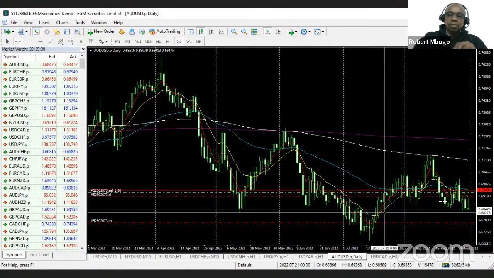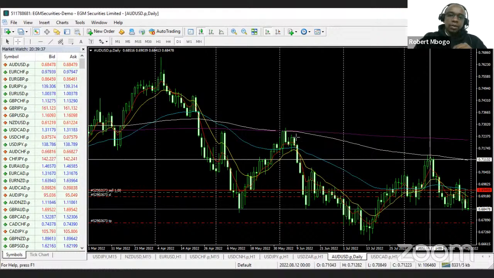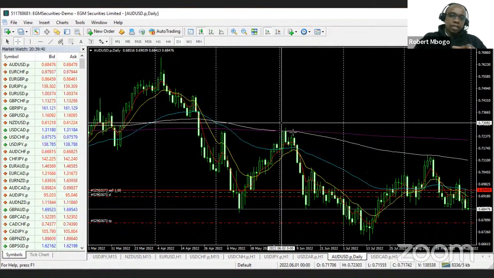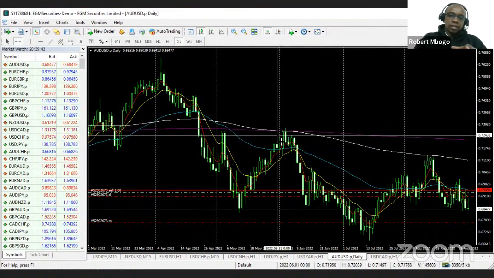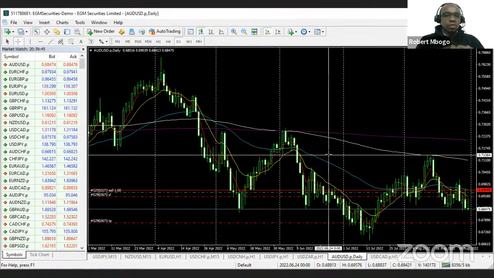Once again, if you look at this setup, you'll see areas where the 200 EMA acted as resistance right here. You can see an area where also price acted as resistance around this area. So the 800 EMA tends to be stronger, especially on higher time frames.